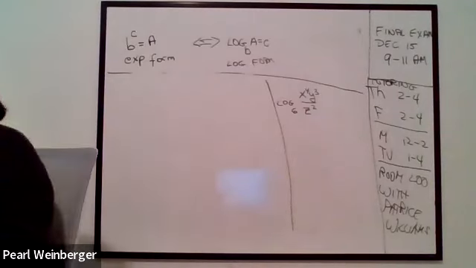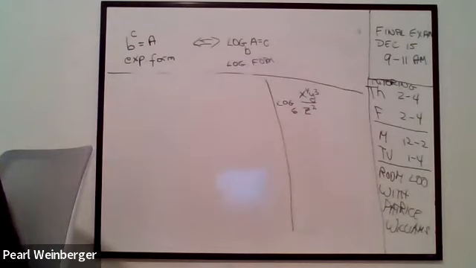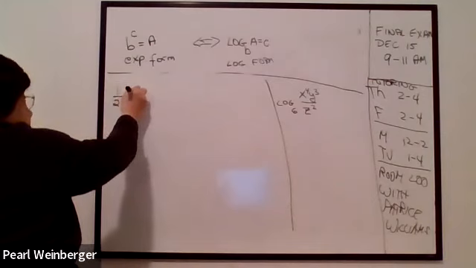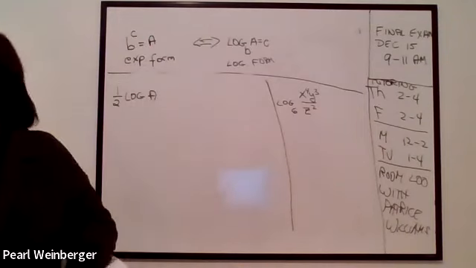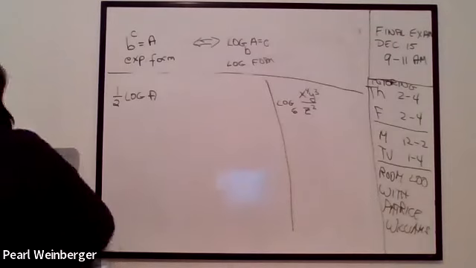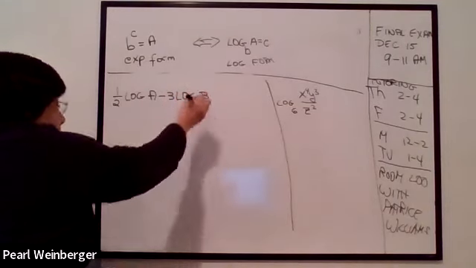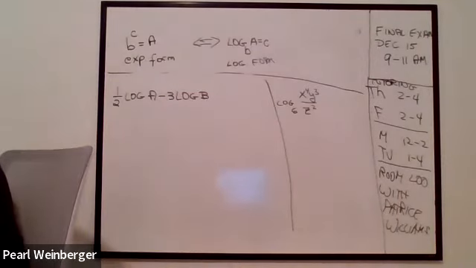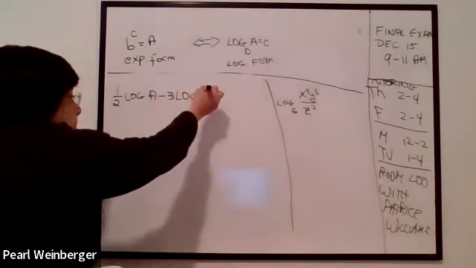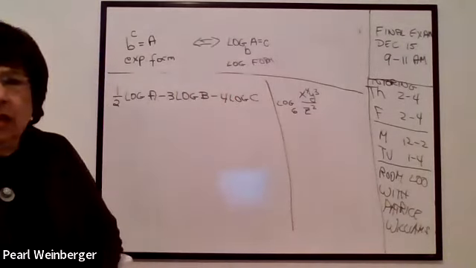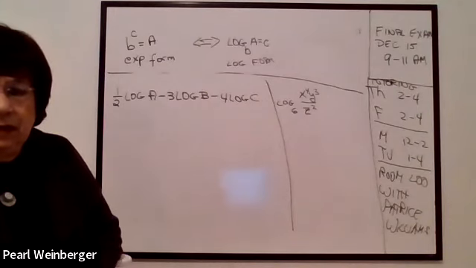Suppose I gave you this: a half log A, I'm using different letters now, minus 3 log B, minus 4 log C. Now you might say, hey, I forgot something. I didn't write a base here.